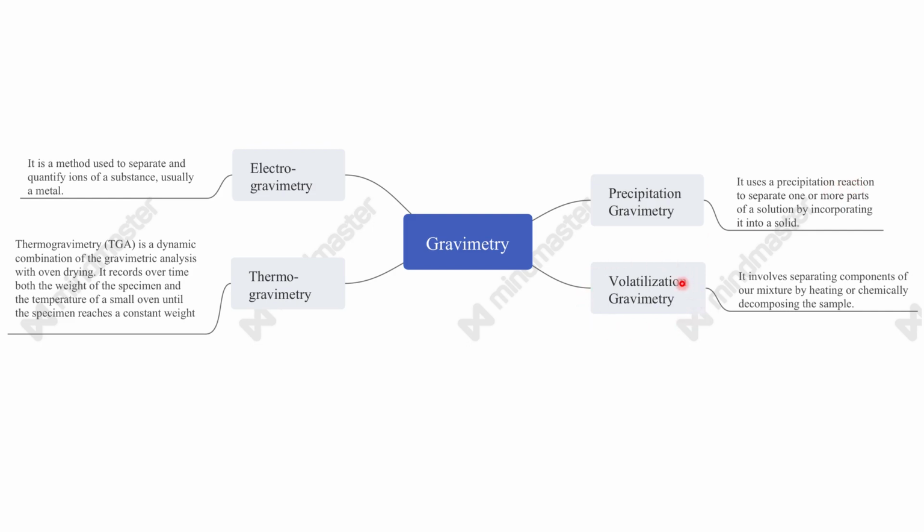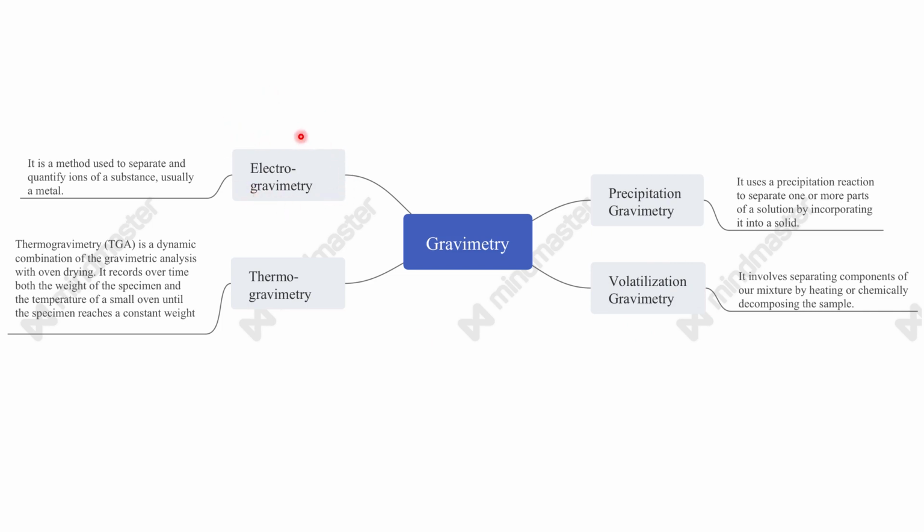In volatilization gravimetry, as the name suggests, you heat the sample, and whatever volatile materials are present in that sample would be evaporated. On the basis of the loss that is happening, you can find out the amount of the analyte that is present in the sample. Basically, this type of gravimetry is used for measuring moisture content in a given sample.